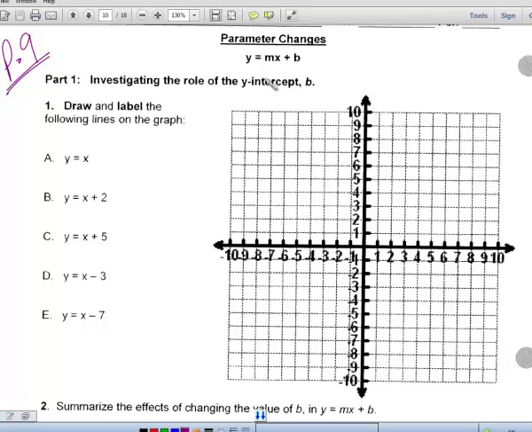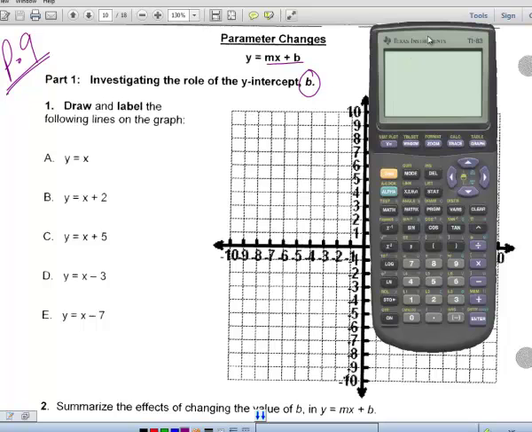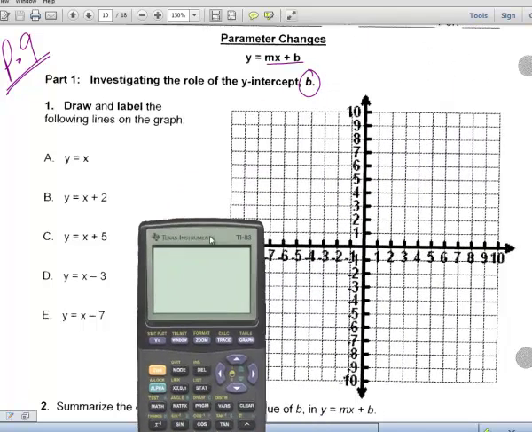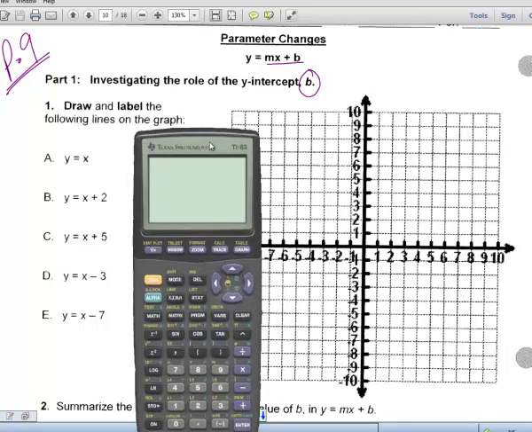Go ahead and turn to page 9 in your packet. Alright, we are going to investigate the role of the y-intercept. So that's my b in my y equals mx plus b. I have a nifty little tool on my computer, so I'm going to pull that up to help me out with this. It says draw and label the following lines on the graph. I'm going to turn my calculator on just like you would normally in class.